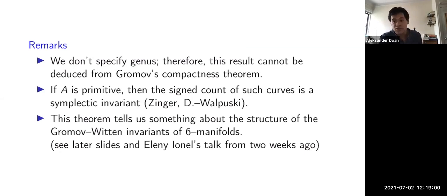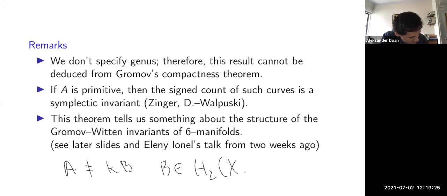And then you can ask a question: okay, so I have these finitely many curves, maybe I can simply count them with signs, and this is an invariant of my symplectic six-manifold. And typically it isn't, but there's a theorem of Singer that if A is a primitive class, and by primitive, I mean that A is not of the form k times B, for some B which is also an integer homology class.